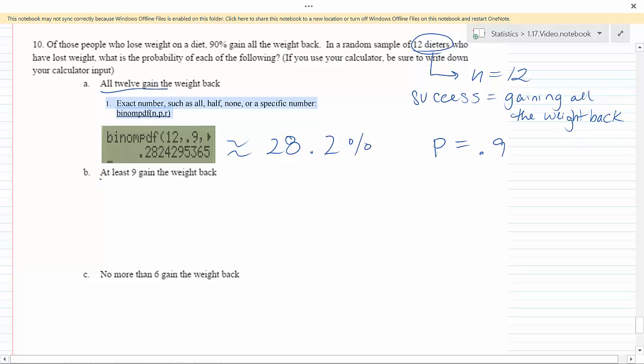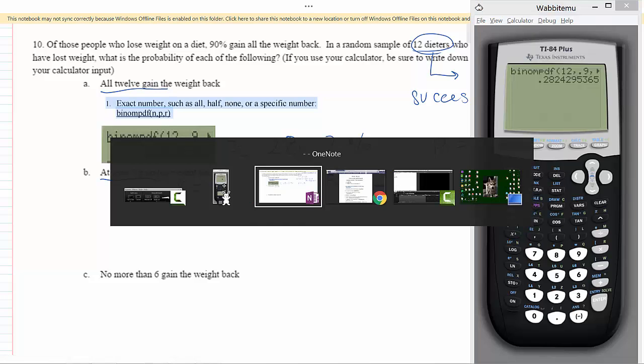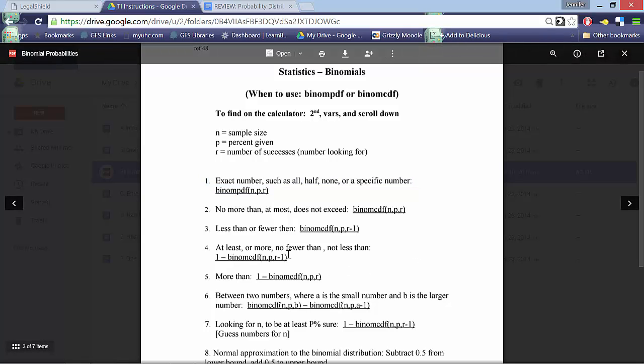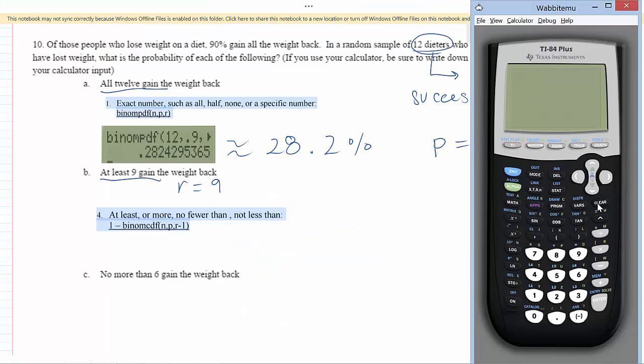In part B, we're looking for at least 9 gain the weight back. So we have an R value of 9, and on our sheet, we're going to match that to the language of "at least." That's number 4. So I'll go to my calculator and I will type in 1 minus, and here notice we're doing binom CDF, which is alpha B.